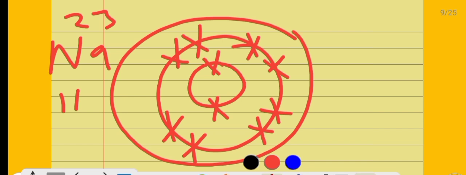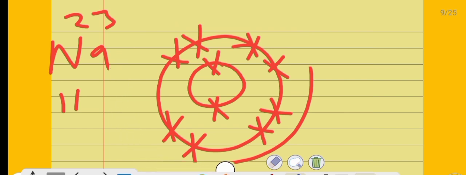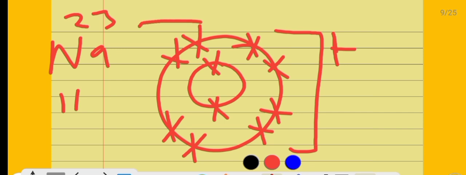If we say 2 plus 8 giving us 10 plus 1, 11, this is a neutral atom of sodium. All right. But in cases where we have the outermost shell gone due to the fact that it has donated that electron to another element, a non-metal, we have this as a positively charged ion, and we call it a cation.